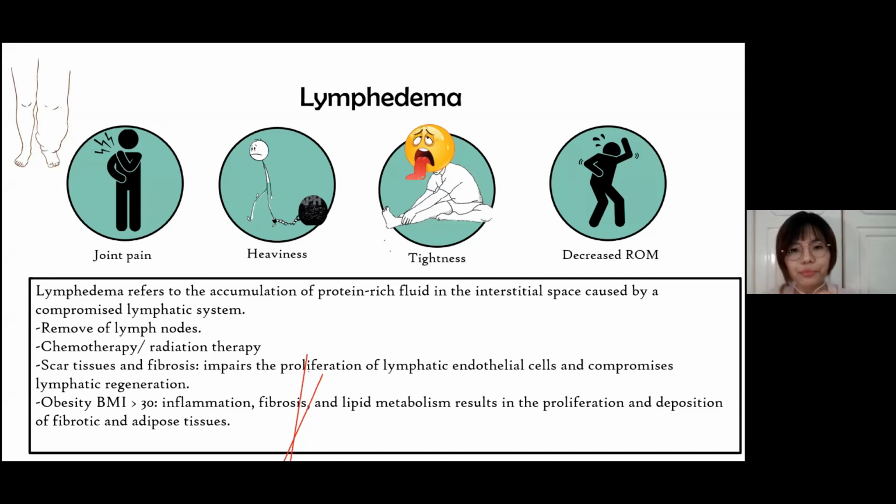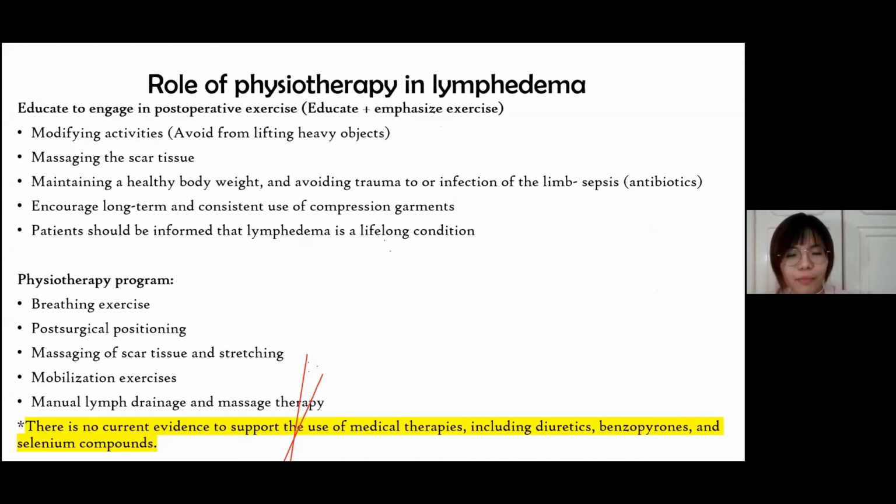Okay, role of physiotherapy. What are the roles? We need to manage the lymphoedema. We need to educate them. Post-operative, straight after the surgery, we need to emphasize the exercise and educate. Modify the activity. Ask the patient not to lift heavy objects. Massage the scar tissue. Maintain ideal body weight. Avoid trauma to the wound or to the lymphoedema site so that we won't trigger infection and sepsis.